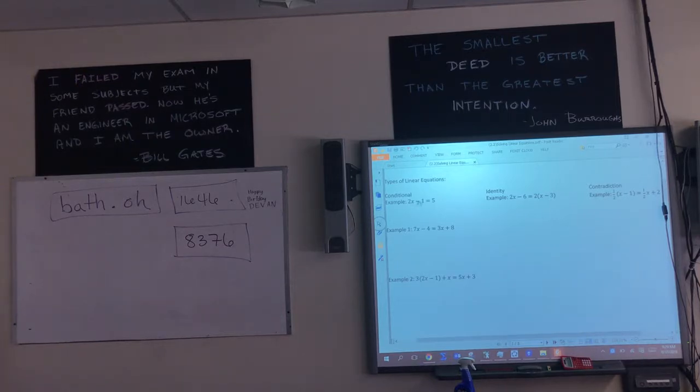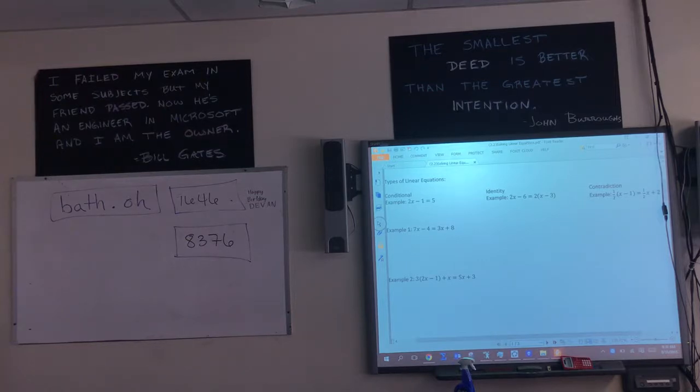You have 3 types. They're called conditional, identity, and contradiction. If you know what those words mean in everyday vocabulary, you should have a pretty good idea of how many solutions you're going to get here. Conditional means there's some requirement. If I ask my parents if I can do something and they say, yeah, on this condition, that's a requirement that I have to pass before I can do what I'm asking to do.